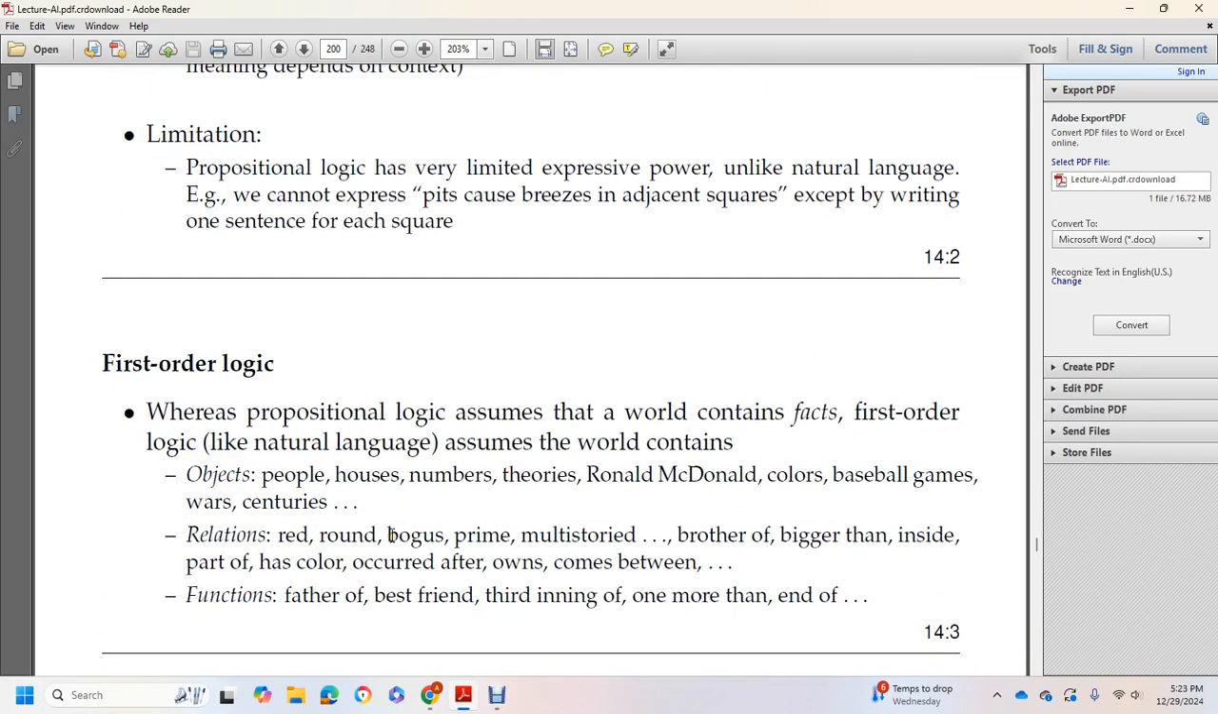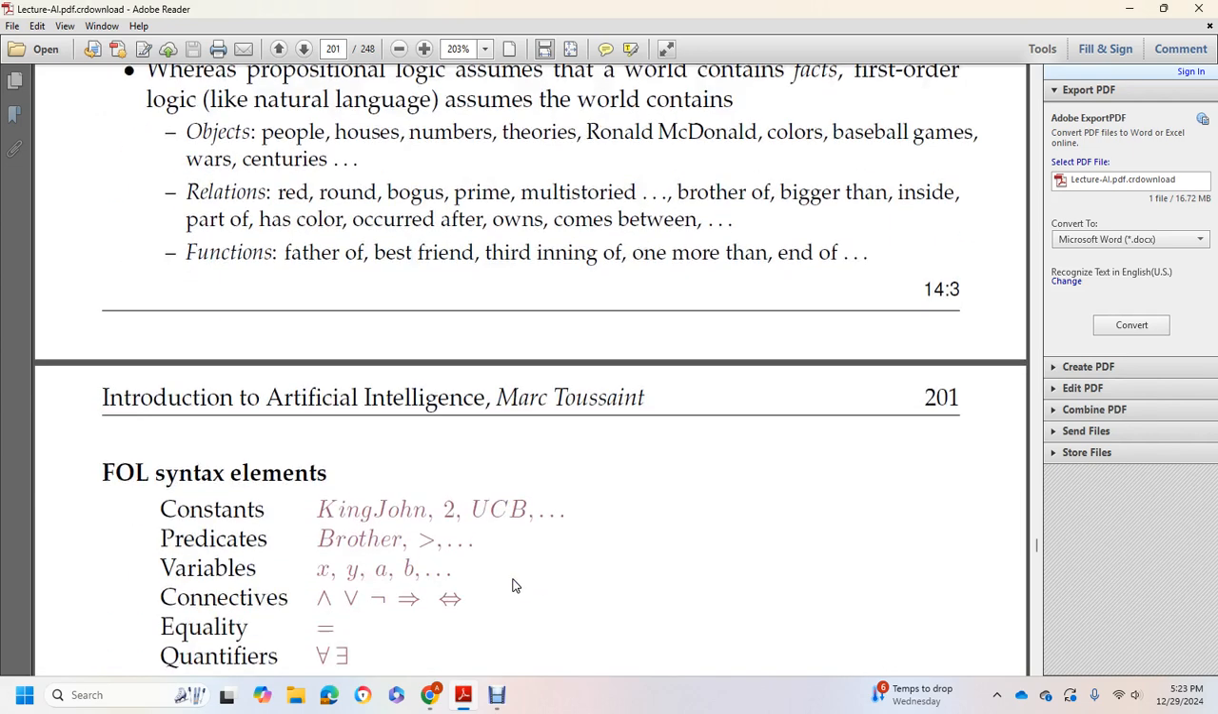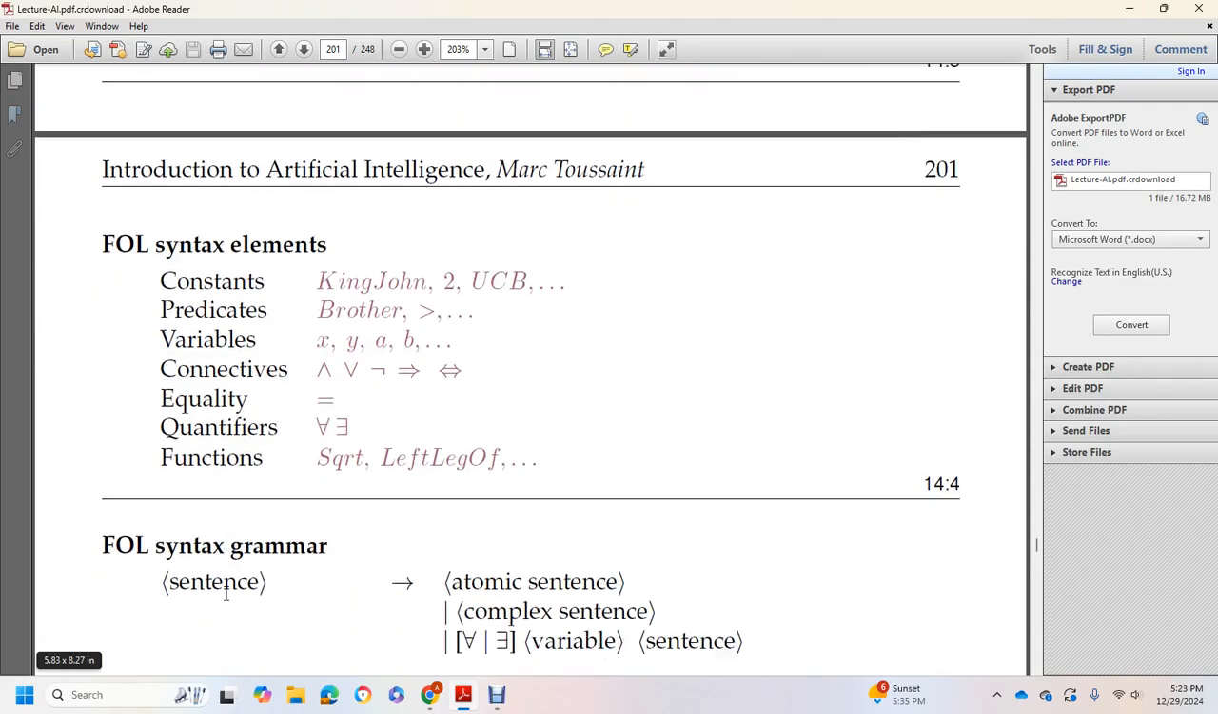First order logic. Whereas propositional logic assumes that the world contains facts, first order logic, like natural language, assumes that the world contains objects: people, numbers, theories, colors, baseball cards; relations: red, round, prime, multistoried, brother of, bigger than, inside, part of, comes between; and functions: father of, best friend, third inning of, one more than. The basic syntax elements are constants, predicates, variables, connectives, equality, quantifiers, and functions.